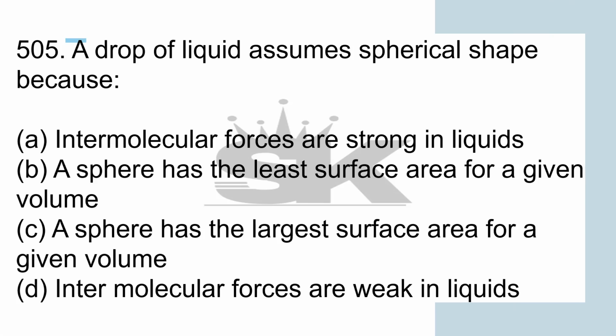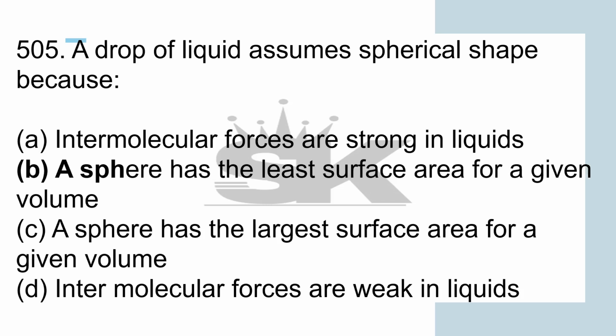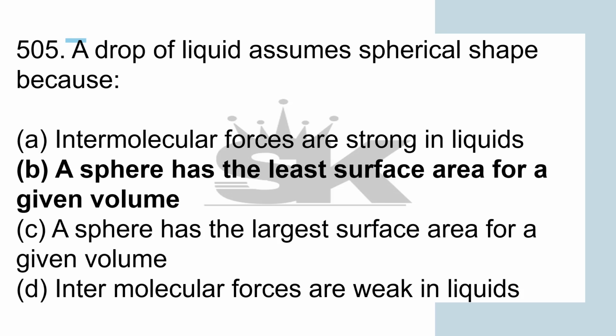A drop of liquid assumes spherical shape because a liquid drop always tends to acquire minimum surface area due to surface tension. And for a given volume, the surface area of the sphere is minimum. So a sphere has the least surface area for a given volume.